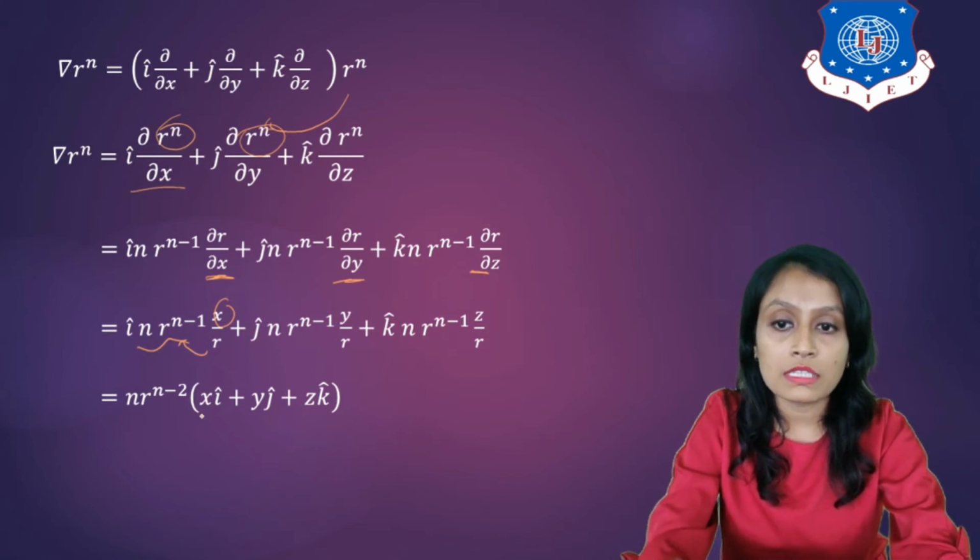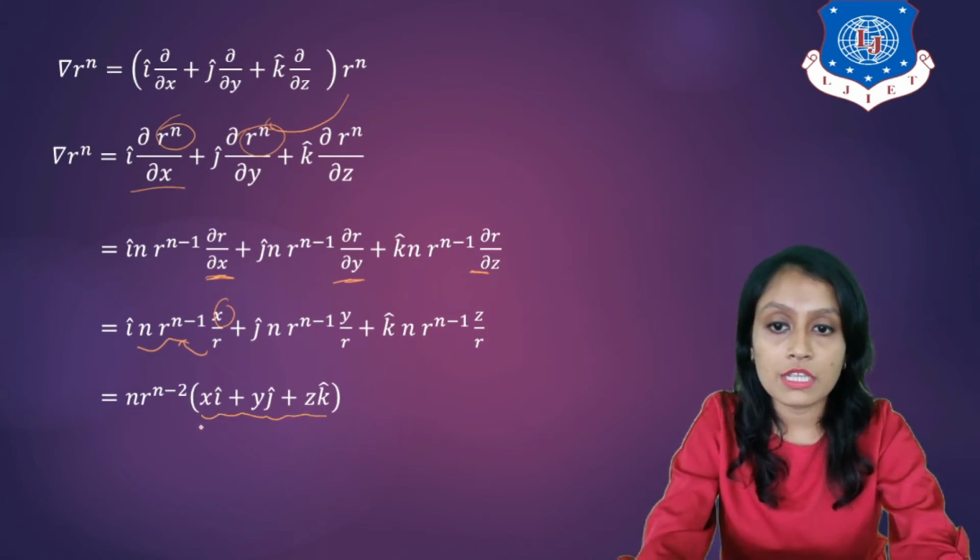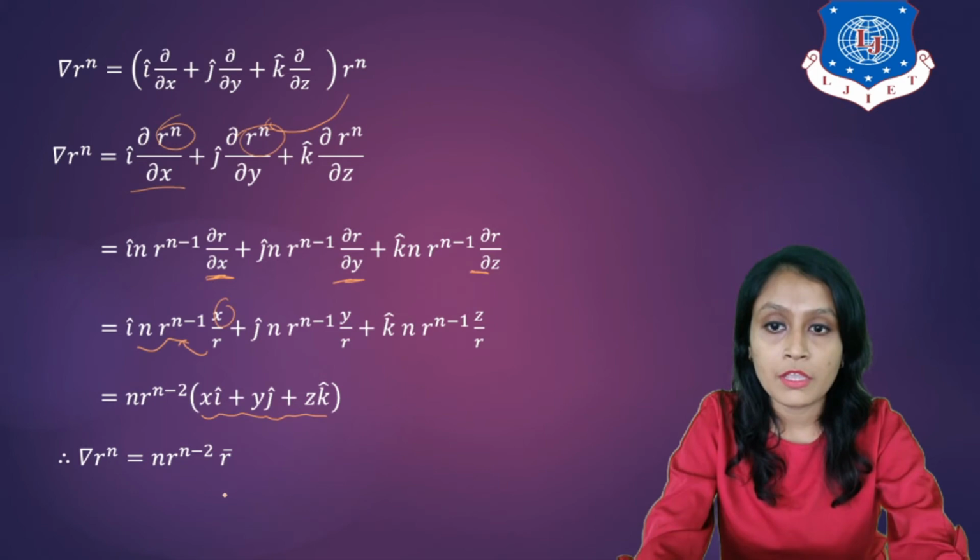And we know this x i cap plus y j cap plus z k cap is equal to r bar. Okay, so gradient of r raised to n is equal to n r raised to n minus 2 into r bar. So this is the required answer.